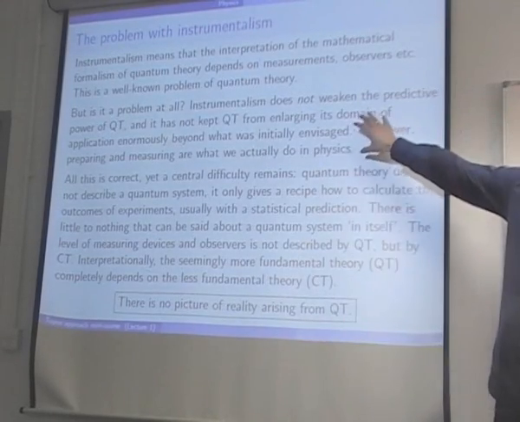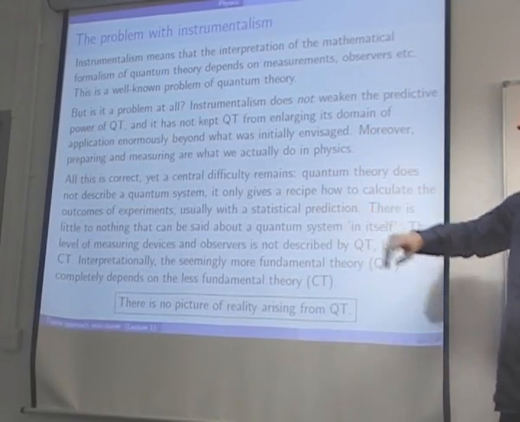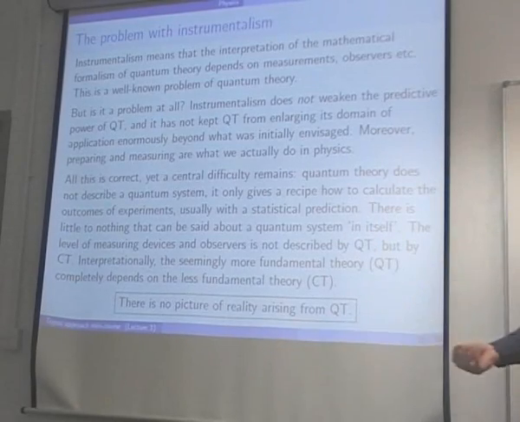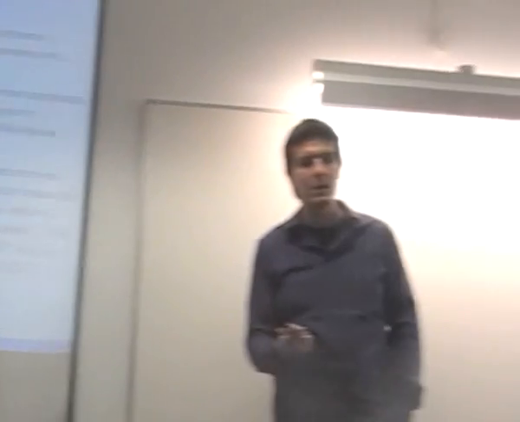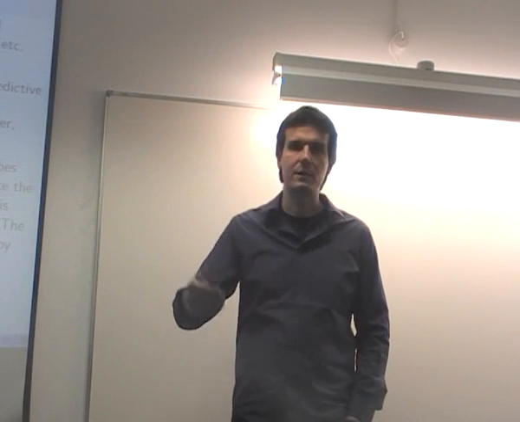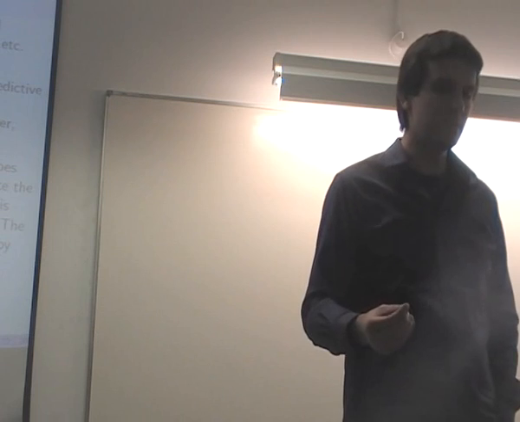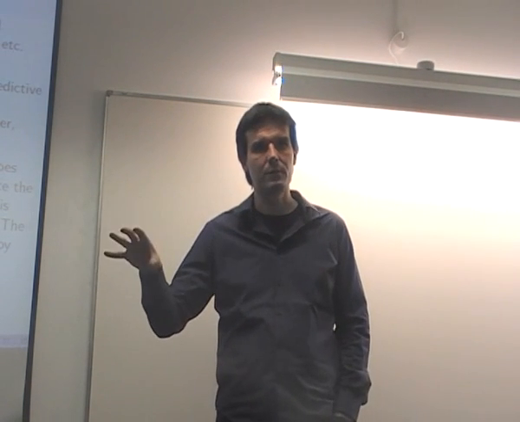To be fair, many people don't see a problem. So why do we think there's a problem? The point is that quantum theory does not describe a quantum system. It only gives us a recipe for how to calculate the outcomes of experiments. And usually this comes with a statistical prediction. And there is little to nothing that we can say about the quantum system in itself when I do not perform a measurement.